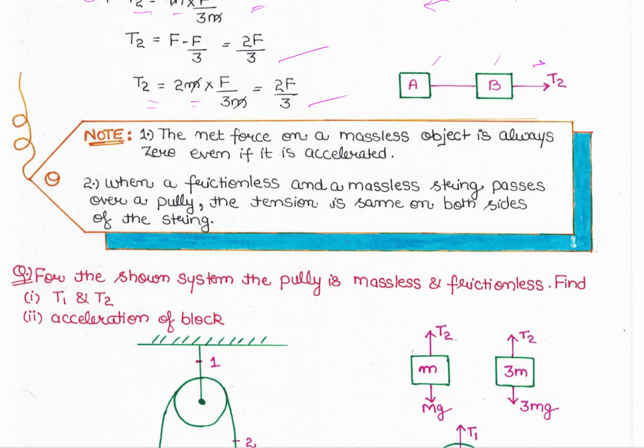Note 1. The net force on a massless object is always 0 even if it is accelerated. Note 2. When a frictionless and massless string passes over a pulley, the tension is the same on both sides of the string. Okay.